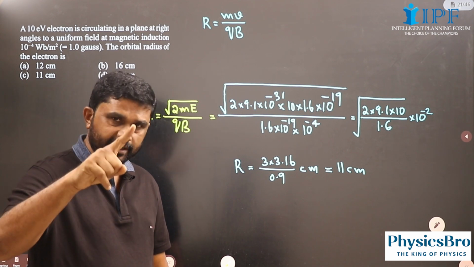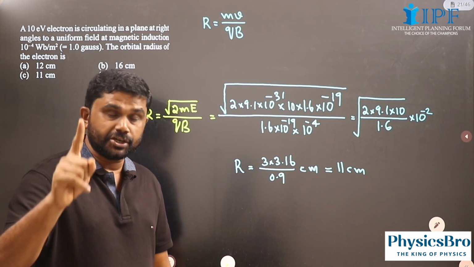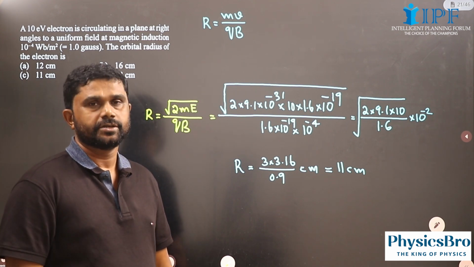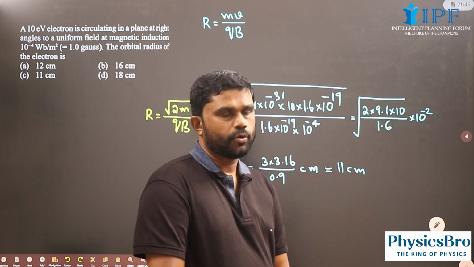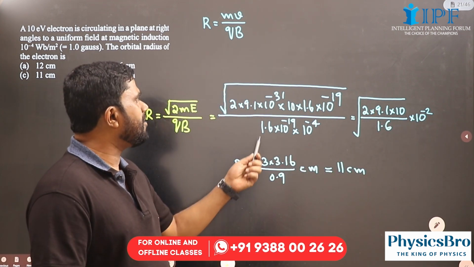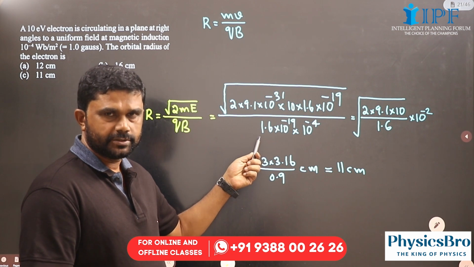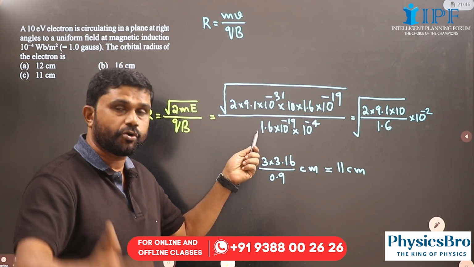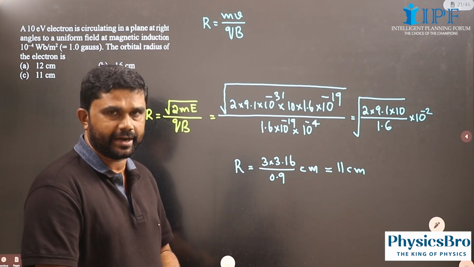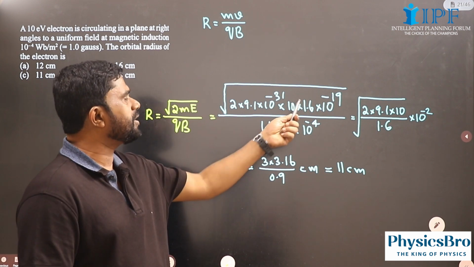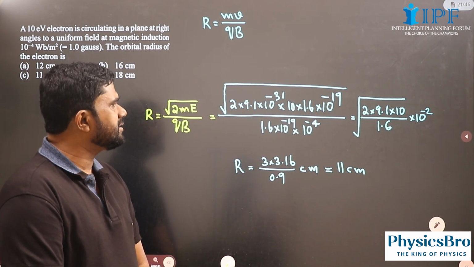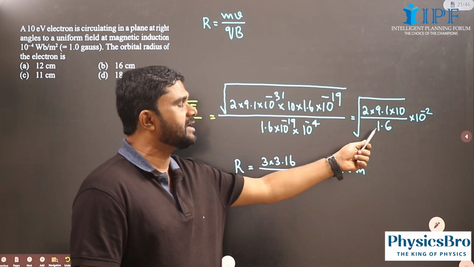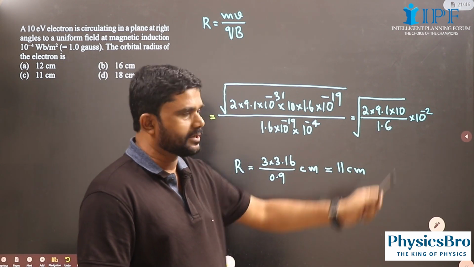In the numerator, 10 raised to minus 25. In the denominator, 10 raised to minus 23. So it will be 10 raised to minus 2 that I have written here. Okay. Now see, we have 1.6 in the denominator. When it is taken inside the square root, it will be 1.6 square in the denominator and 1.6 in the numerator. So there will be 1.6 inside the square root in the denominator.